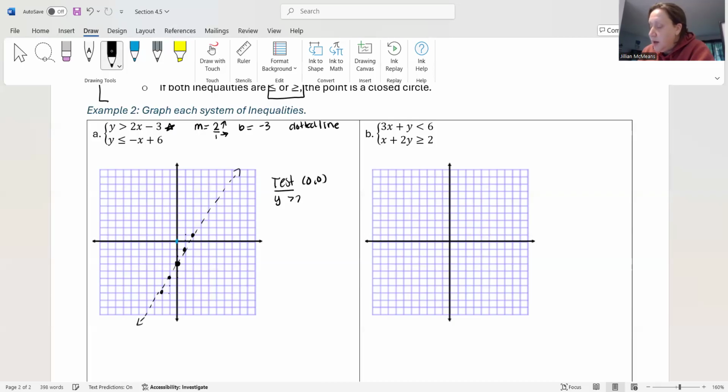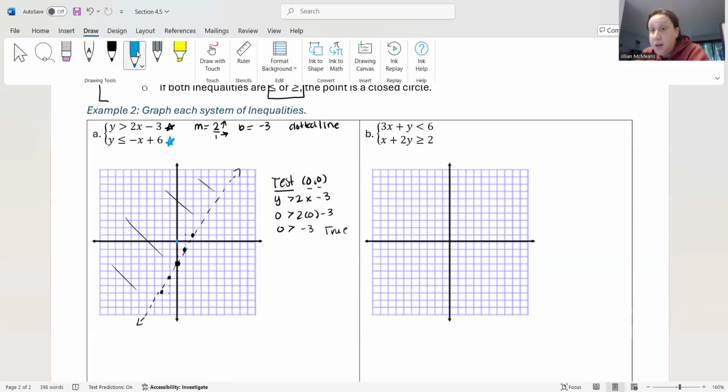So we have y is greater than 2x minus 3. I'm going to replace x and y with 0. And when I simplify, I get 0 is greater than 2 times 0, which is 0, minus 3, which is negative 3. So we have 0 is greater than negative 3, which is true. That tells me that I am going to shade up here. I'm just going to put a couple of gentle marks so I don't forget that I shade above the line.